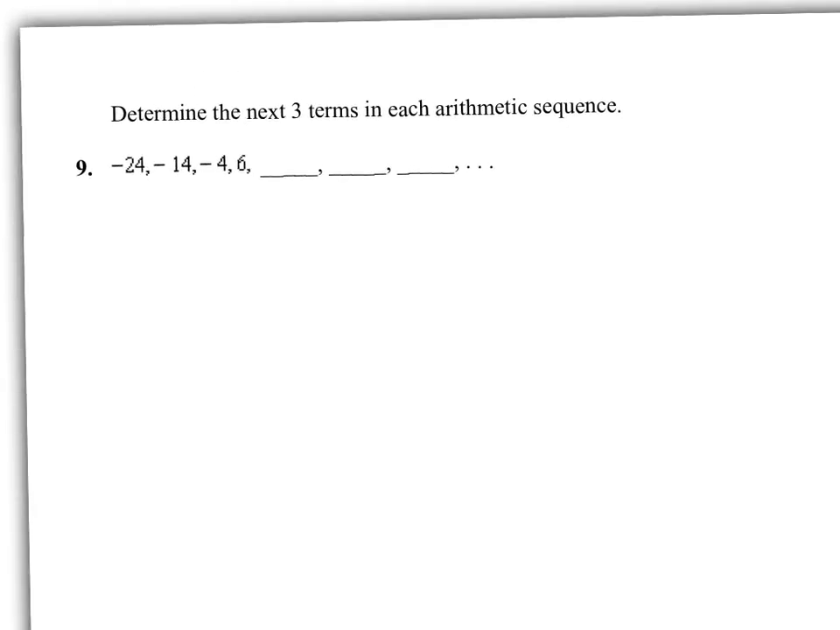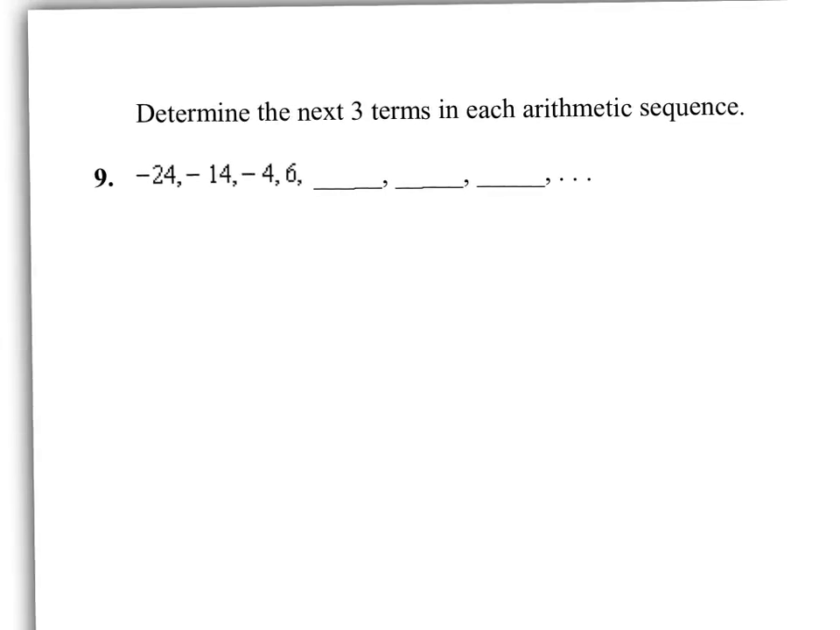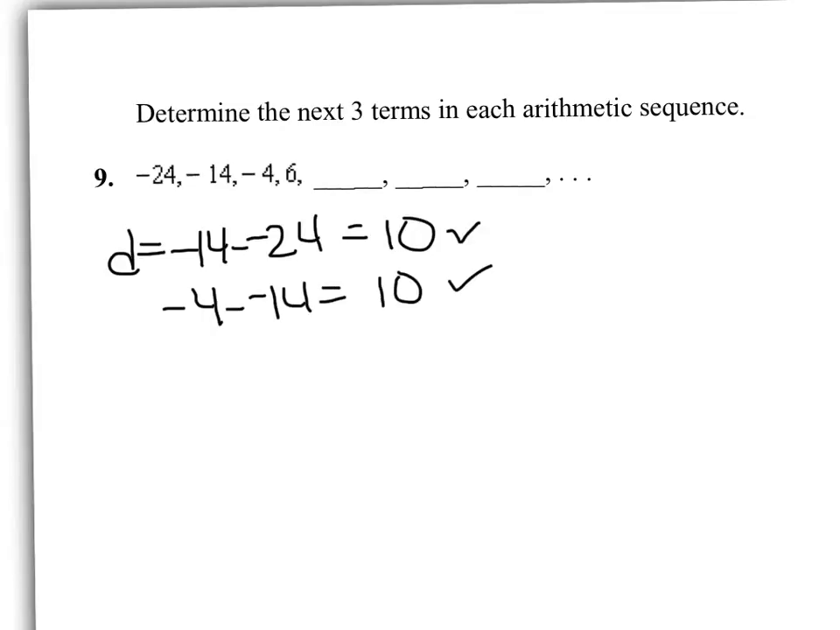All right, determine the next 3 terms in the arithmetic sequence. So we've got -24, -14, -4, and then 6. So to determine the next 3 terms, I need to first find D, which is my common difference, and that would be -14 minus a -24. And -14 minus a -24 is 10. And just to double check, I'm going to try the next one, -4 minus a -14, and that's also 10. So I just wanted to check to make sure. Now I'm going to find my next terms, and that's how I add with arithmetic. So 6 plus 10 is 16, plus another 10 is 26, plus another 10 is 36.